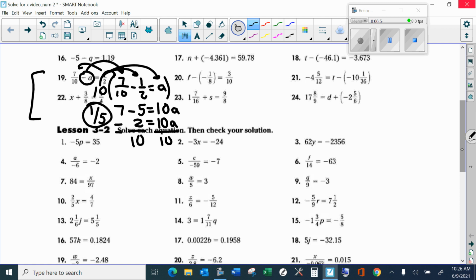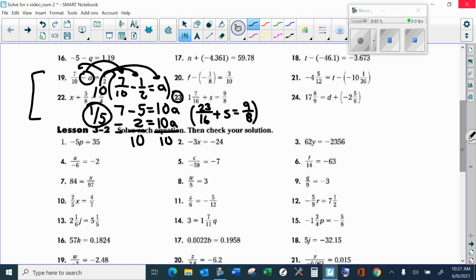Okay, let's look at 23. Now this one has a mixed number with it. So before I can distribute, the easier way to do it is to first convert it to an improper fraction. 16 times 1 is 16, plus 7 is 23. 23/16 plus S equals 9/8.